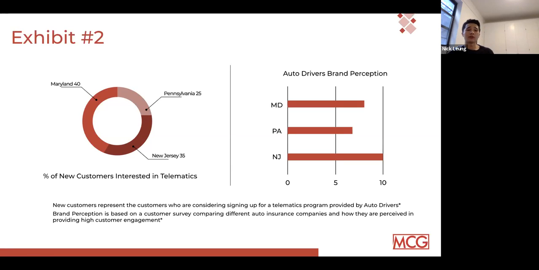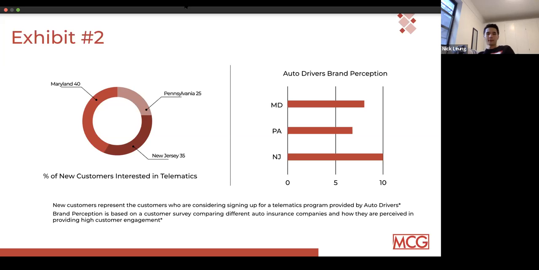Okay, cool. If they didn't want to grow in states with low brand perception, New Jersey would also be a valid answer, because they have a really high brand perception, so that's good for business, and also a really high percent of new customers interested in telematics. So that's also something that's really good.